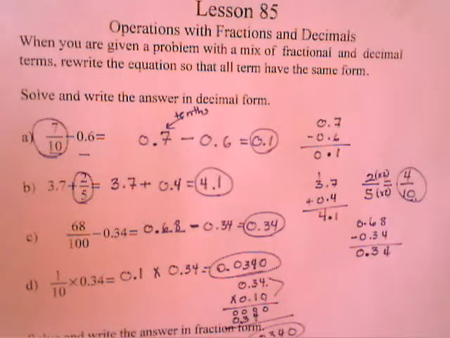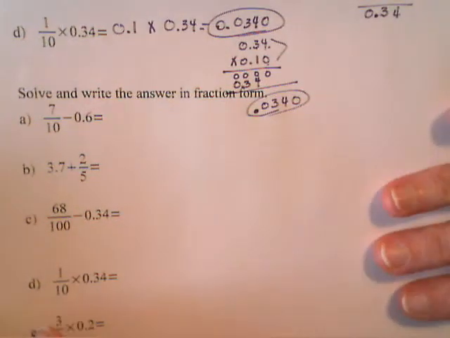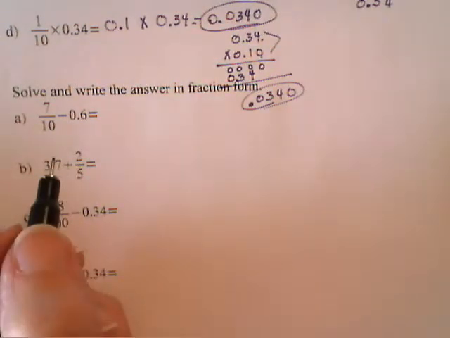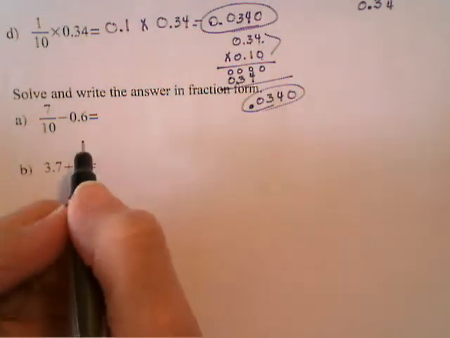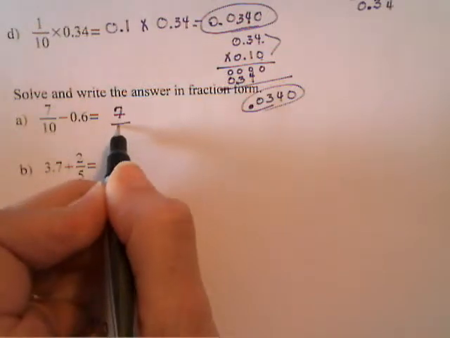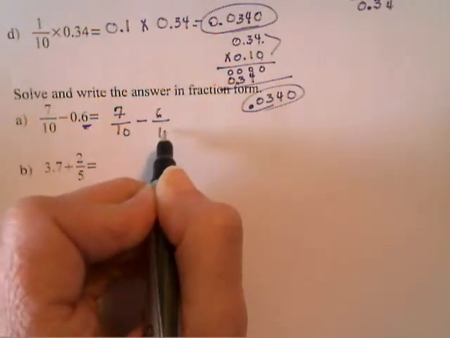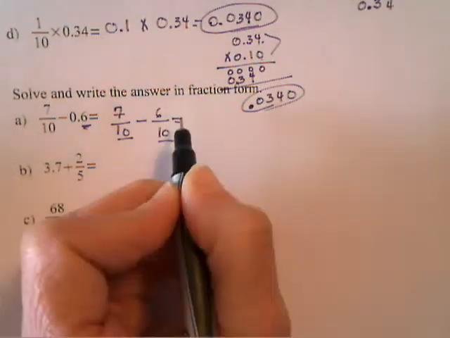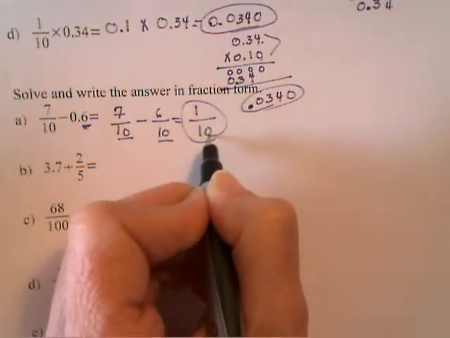So for the next set of problems, it's asking us to solve and write in fraction form. So now in this set, we're going to have to convert the decimals into fractions and then do our subtraction or addition, whatever. So here I have 7/10 minus 0.6. Well, that's the same as 7/10 minus 6/10. I can just write that directly as a fraction. I already have a common denominator of 10, so 7 minus 6 is 1, and I have a denominator of 10. It's 1/10.